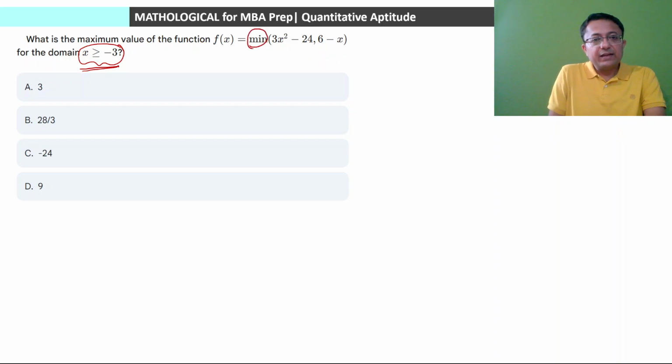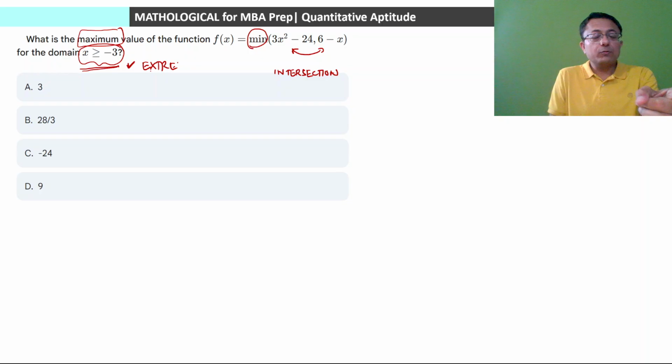Since fx is defined on minimum and we need to find out maximum value, there will be a limit to the maximum value. So maximum value can be obtained by finding the intersection point. Intersection, that is our first step, and the second step will also be checking the value at the extreme values. Since domain is between x greater than or equal to minus 3 and plus infinity, so we have to check the value at minus 3.